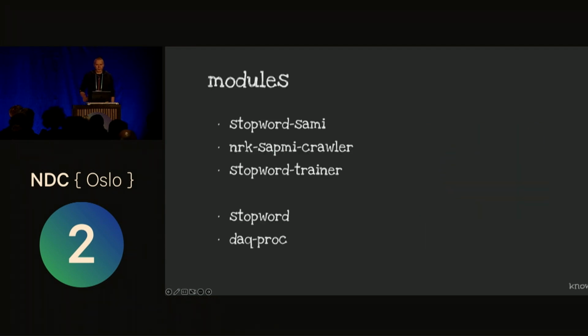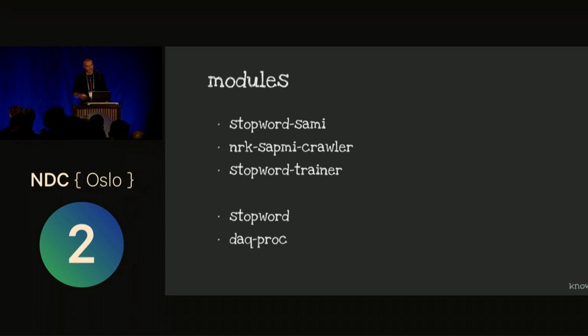Yeah. And the modules for this project, it's obviously a stopword-sami module. It contains the Sami stopwords and all that's needed to create them. The end format is JSON. And the dependencies for this are the NRK Sapmi crawler. It's a super simple crawler that just gets JSON of article IDs from NRK and then crawls these IDs. And then there is a stopword trainer, which is fed the body text of these article stubs.